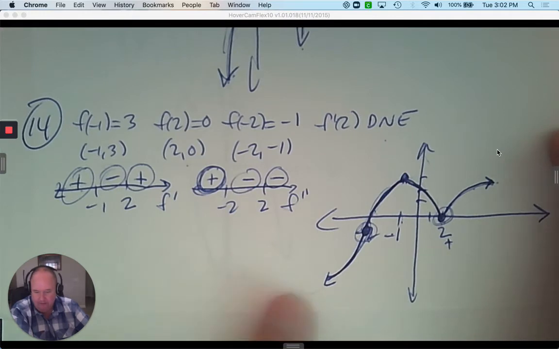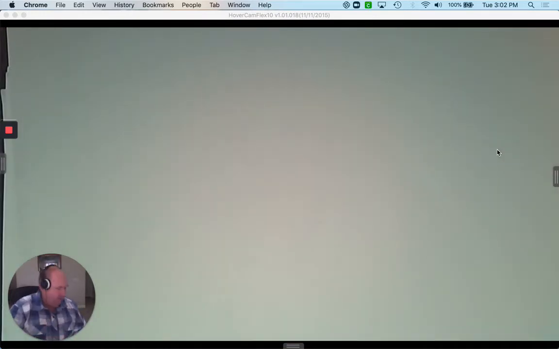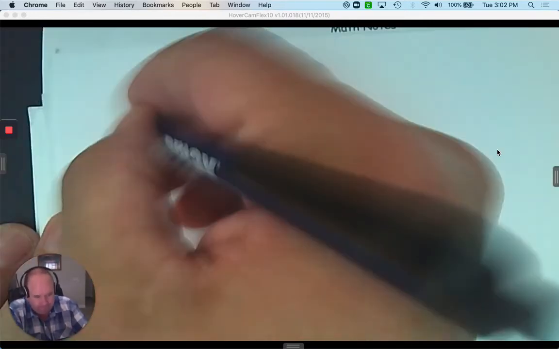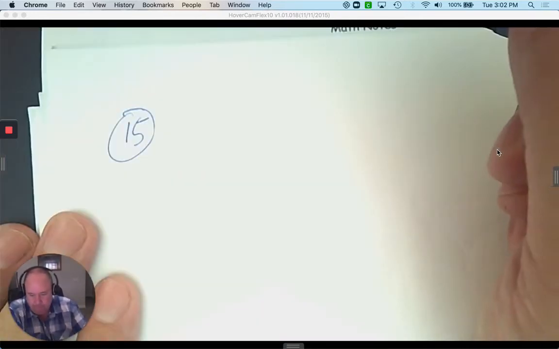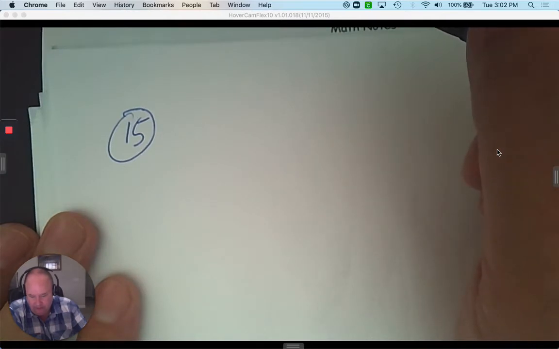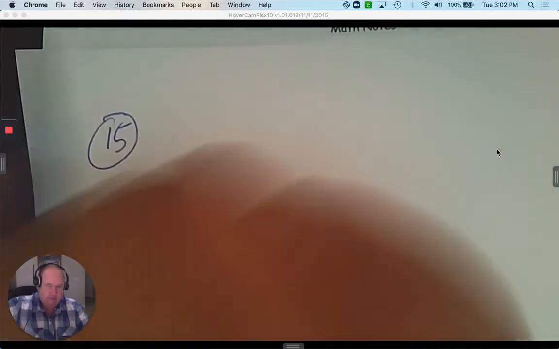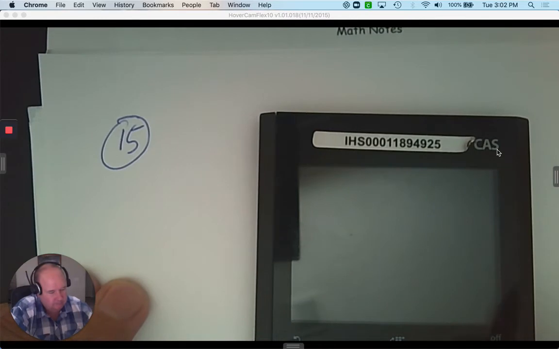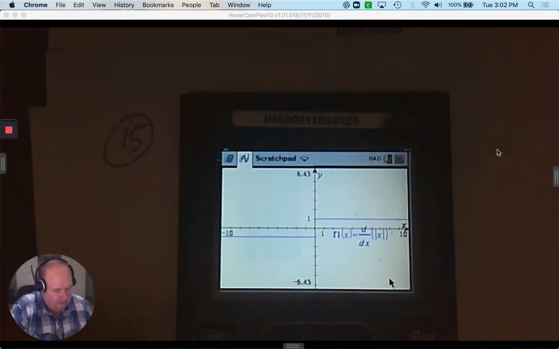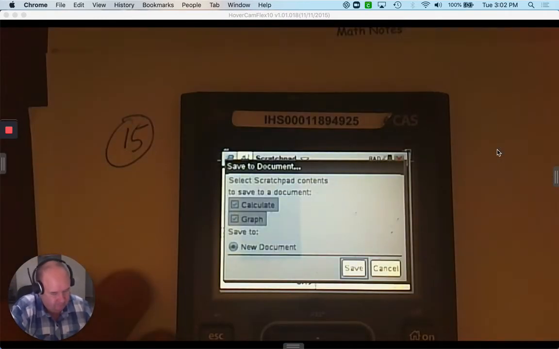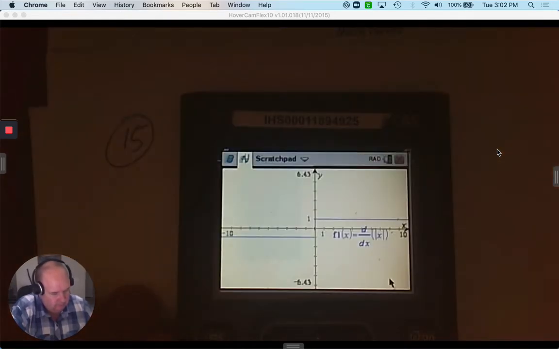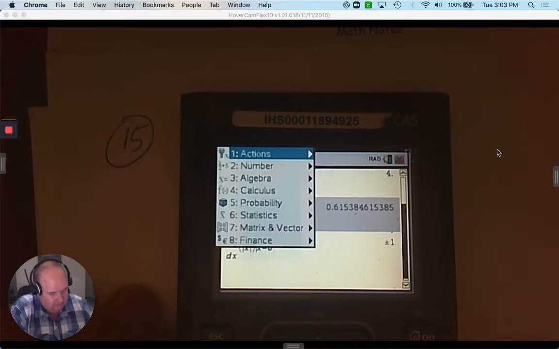All right, number 15. Number 15 says to use a calculator. So that's what I'm going to do. To determine if that function is concave up or down on the interval, including 0.523. So let's do this. With our calculator, oops, what did I do? So I'm going to clear this. Just give me a second.